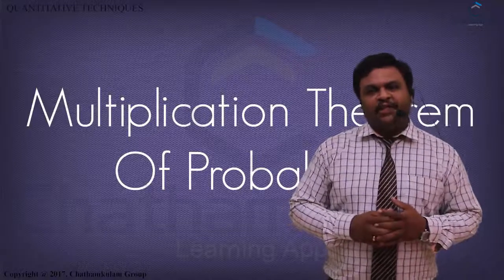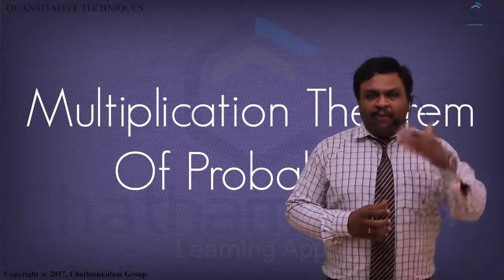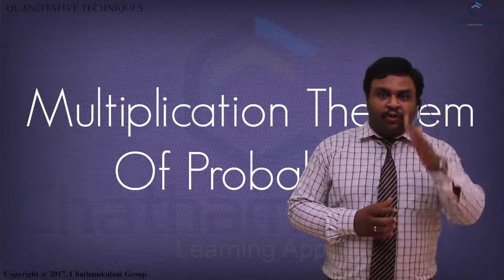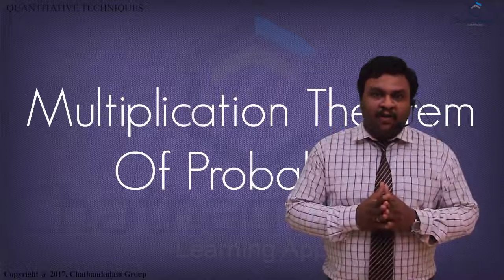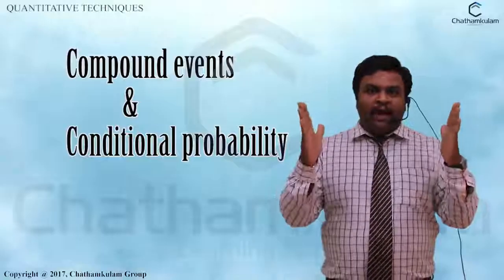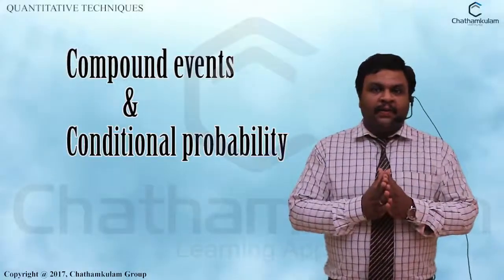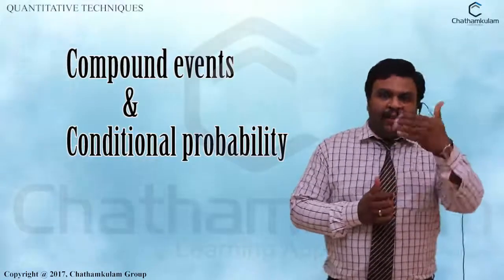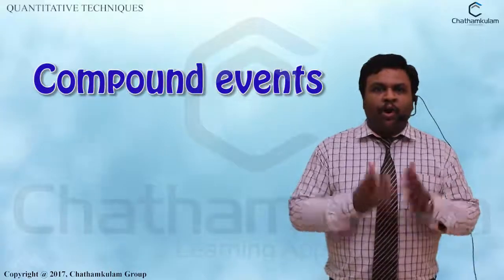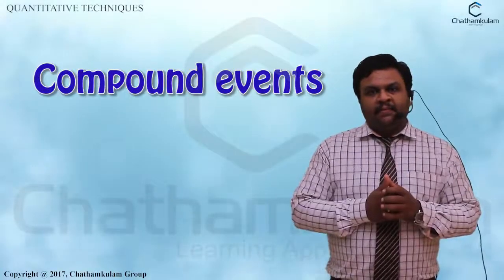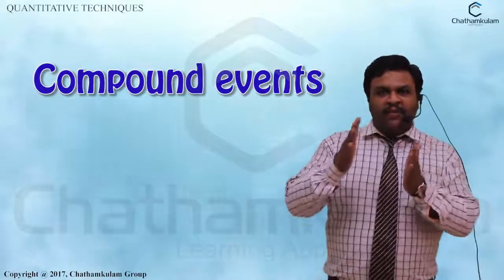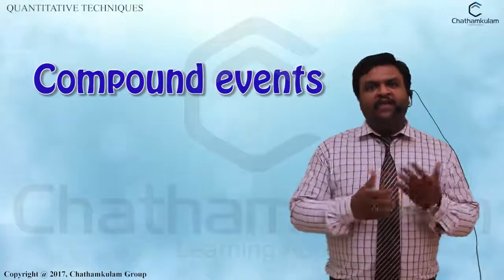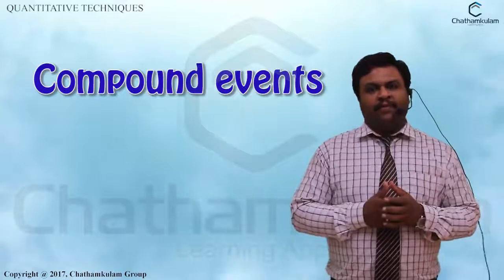Topic is multiplication theorem. Before coming to the definition of the multiplication theorem, we should know two concepts. One is compound event and the next one is conditional probability. First of all, we can discuss what is meant by compound event. A compound event is an event which is decomposable into a number of simple events; such types of events can be treated as compound events.